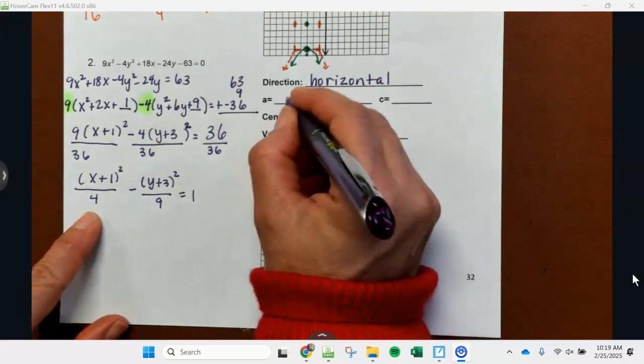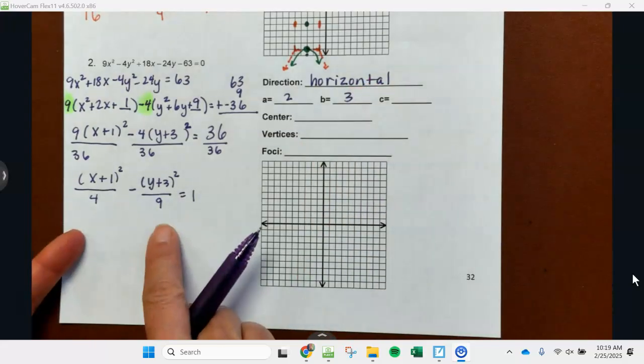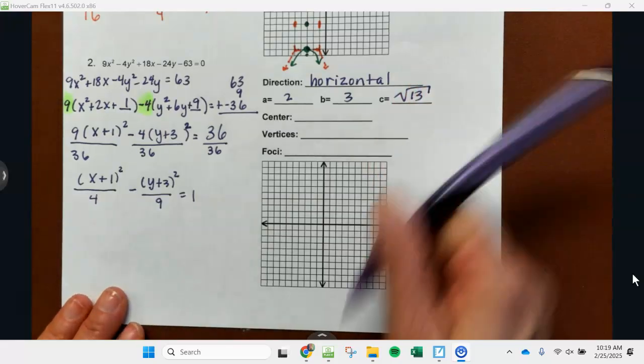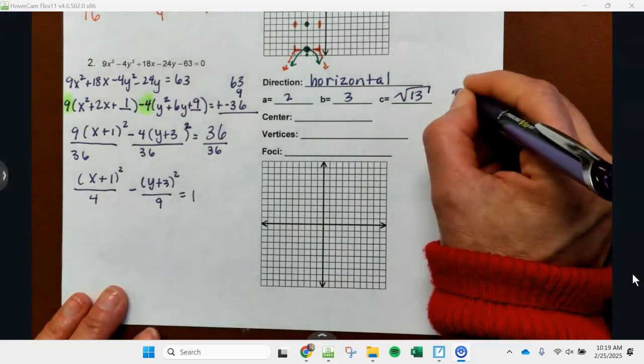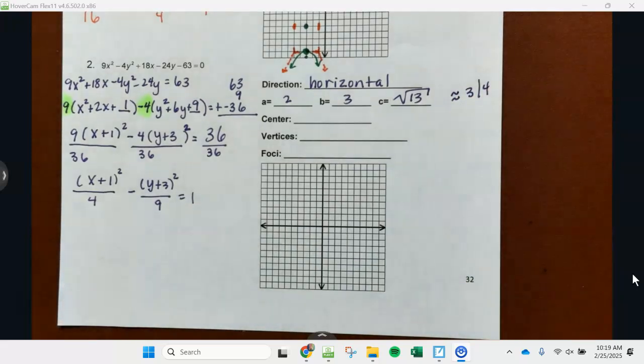All right, here we go. A is the square root of the first term. B is the square root of the second term. C is the square root after you add the denominators together. Y'all, there's no perfects in 13, so that's going to stay how it is. Just remember that's between 3 and 4 spaces when we go to graph the foci. My center is at -1, -3.